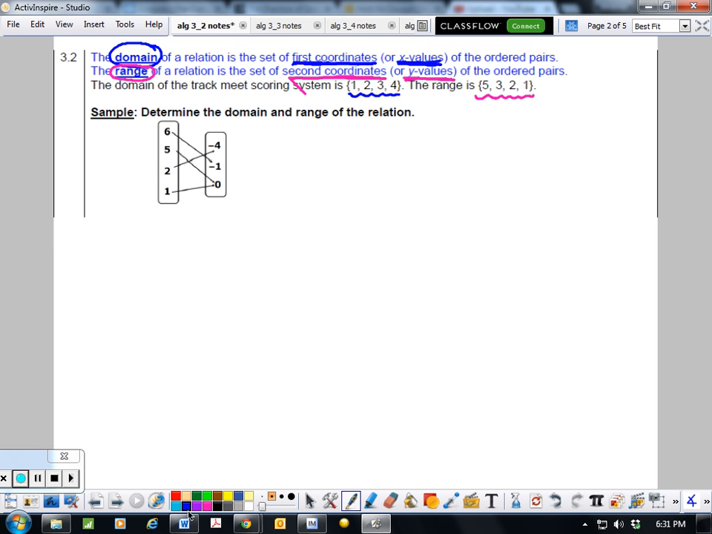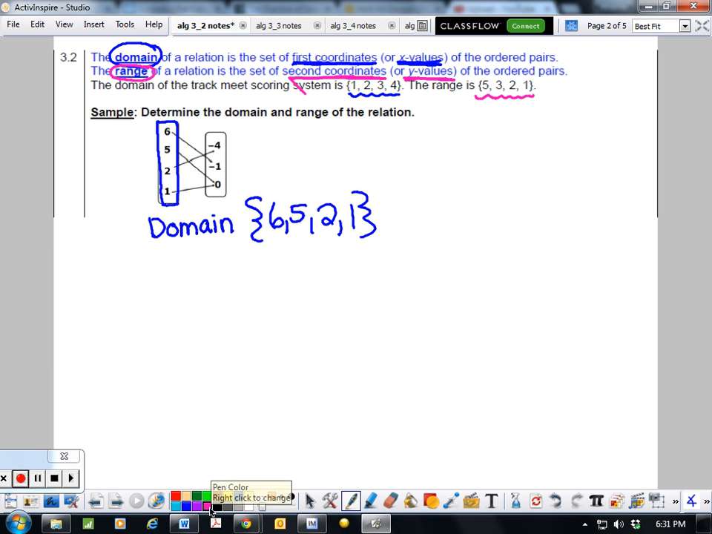So when I'm looking here at this mapping, this first set of values should be my domain. So my domain consists of, and that's where we put these squiggly brackets, and then I list all the numbers in my domain, 6, 5, 2, and 1. Then my range is what I'm getting out. So those outputs.